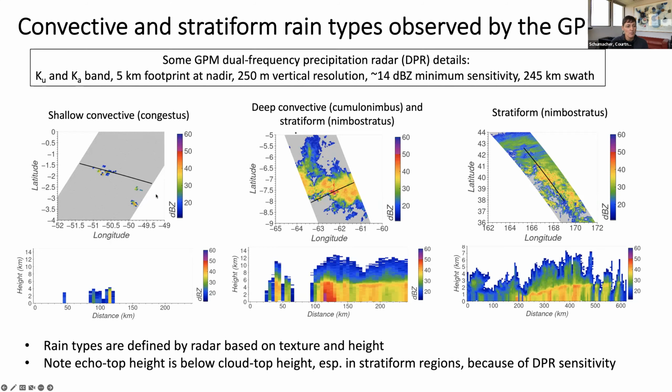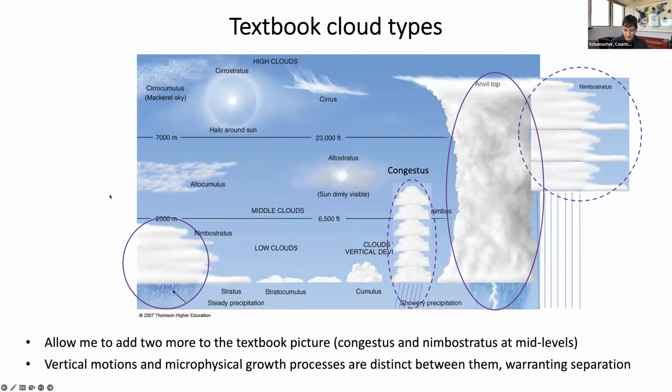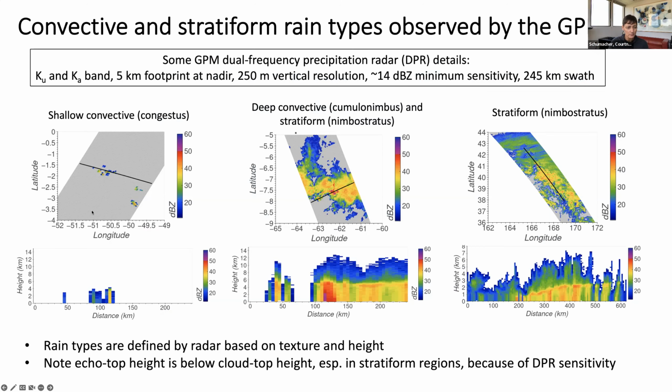So these are a couple different pictures of what, for example, the congestus or shallow convection would look like. This is over coastal Brazil. This is the horizontal cross section, and then across the swath, here's the vertical cross section. It's shallow because the echo tops are below the 0 degrees Celsius level, which is about 4 to 5 kilometers in the tropics. Here you have deep convective rain, a much bigger system with heavier rain rates.